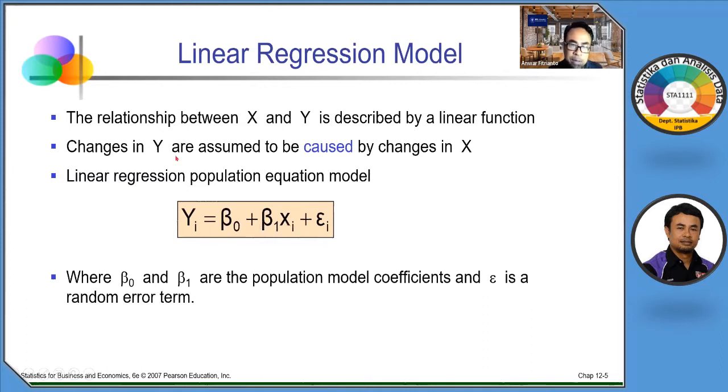Look at this. Changes in Y are assumed to be caused by the changes in X, or X has influence on Y, not the other way around. And just like in common statistics understanding, usually we talk about population and sample, right? So let's say here is the population, and we take a sample, a small portion only. So this one is a sample.